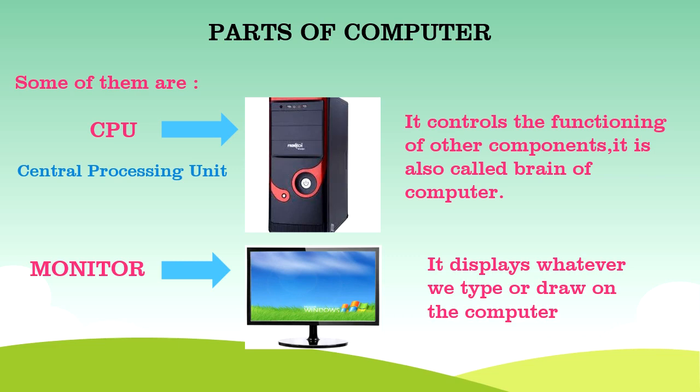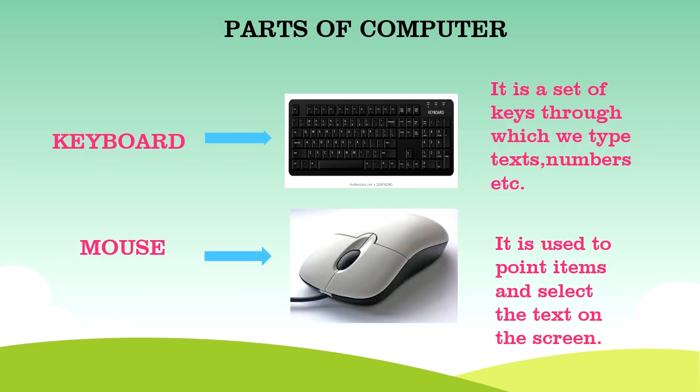Next one is monitor. It displays whatever we type or draw on the computer. That is, you can see your output on the monitor. Next one is keyboard. It is a set of keys through which we type our text, numbers, etc. That is, we are inputting our data through keyboard.